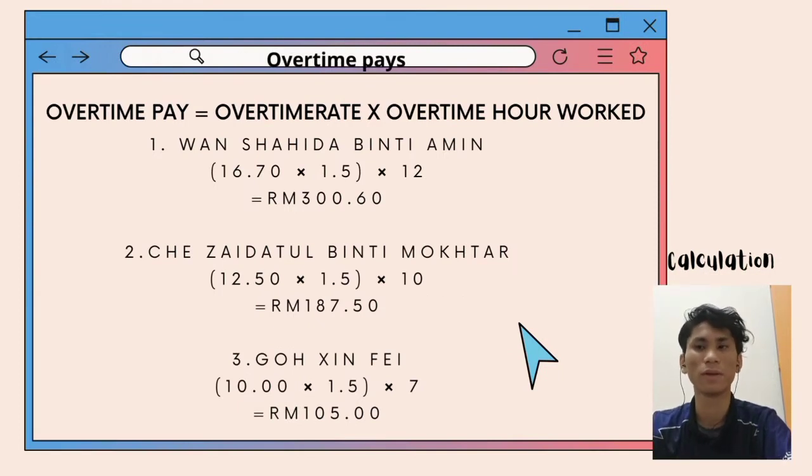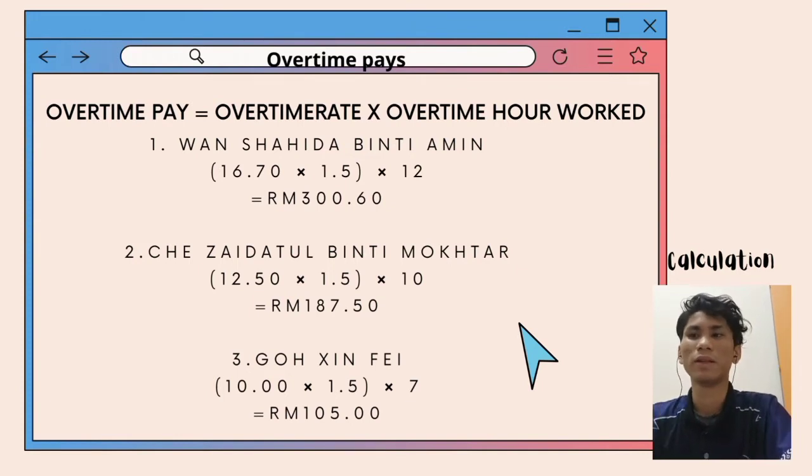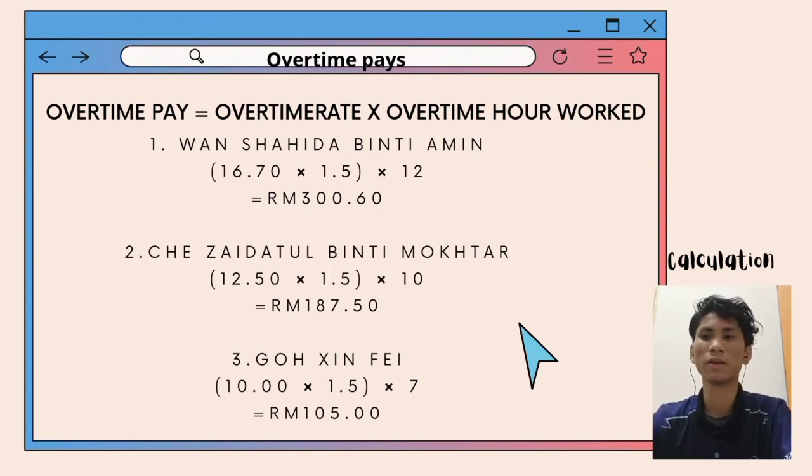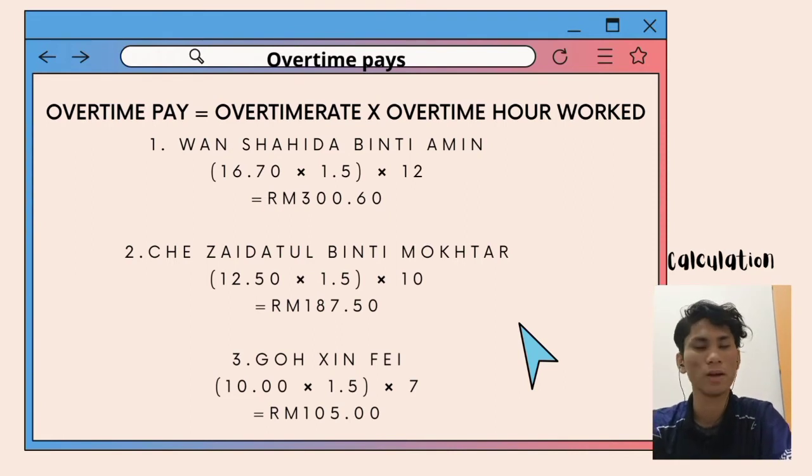Next is overtime pay. Overtime pay equals overtime rate times overtime hours worked. First, we have the first employee. For overtime rate of 60.7 sen times 145 times the overtime hours worked, which is 12 hours, equals RM3,160. Second, we have the second employee, same formula, equals RM187.50. And third equals RM105.